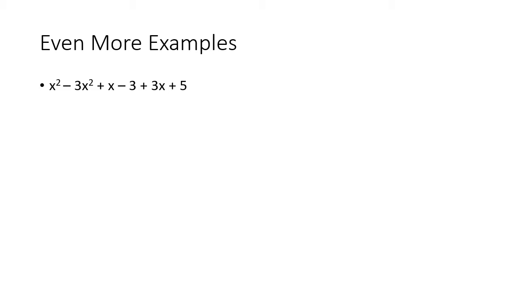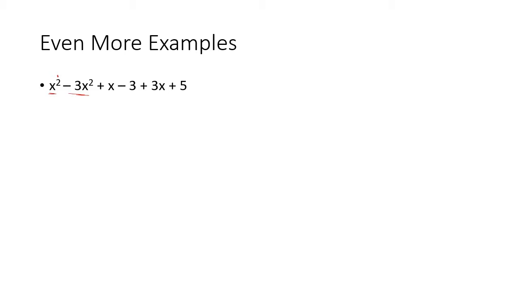Okay, so now let's look at some more examples. We have x squared minus 3x squared plus x minus 3 plus 3x plus 5. We're going to look at this group of terms and see what we can add or subtract together. So where are our like terms? I like to start at the highest exponent. The highest exponent is a 2, so I'll start with the x squareds. You have the x squared and the negative 3x squared. Those two are the only two that have an exponent of 2.